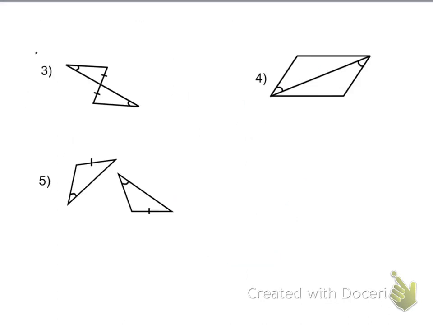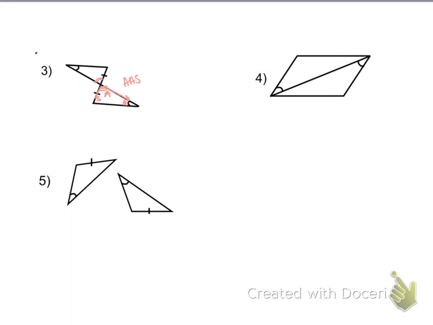Okay, my next one, I've got vertical angles in here. So if I label, I have an angle and a side. If I pick a direction, I've got side, angle, angle. Well, if I reverse it, that's angle, angle, side, which is one of my shortcuts.